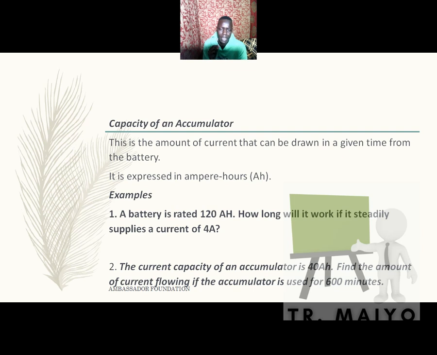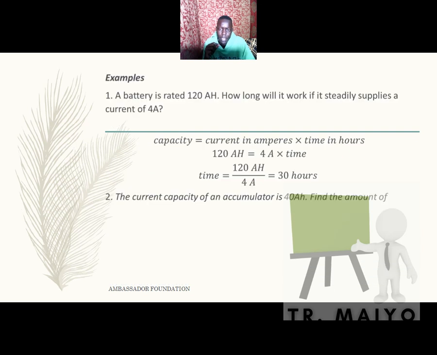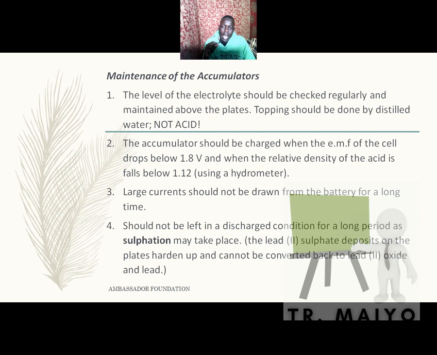40 divided by 10, you get 4 amperes. Yes, so that was it. How do we maintain an accumulator?